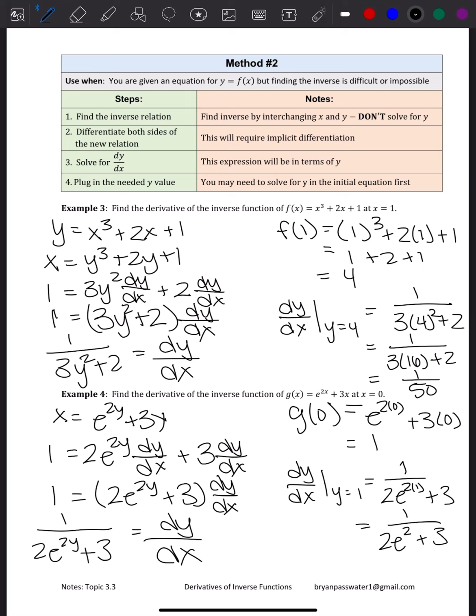So the one thing that I would probably do is just either leave it like this or use notation. The notation's a little bit weird because it doesn't tell you what other functions, so you would have to write something like f inverse prime of 4 is equal to 1 over 50, or g inverse prime of 0 is equal to 1 over 2e squared plus 3.